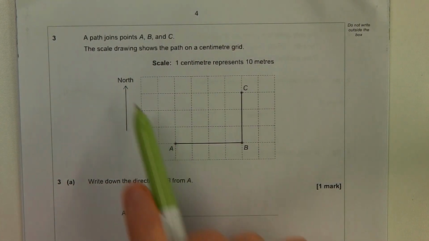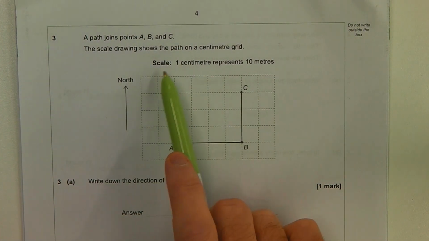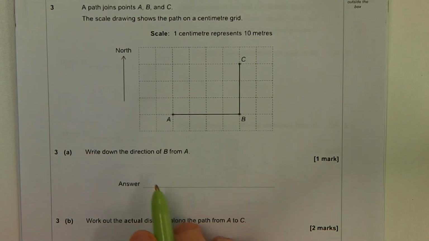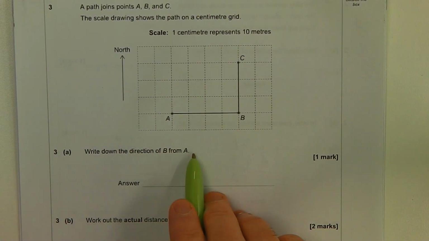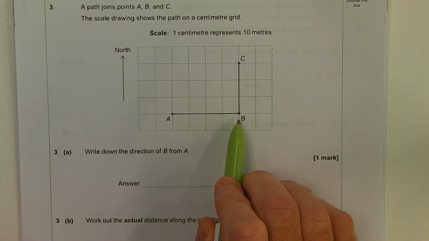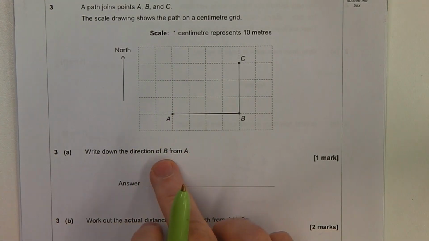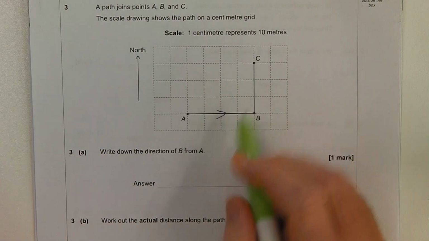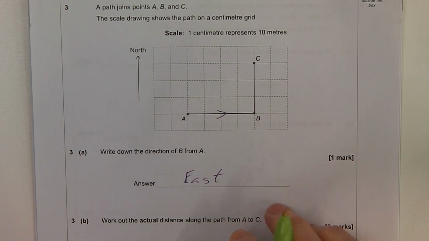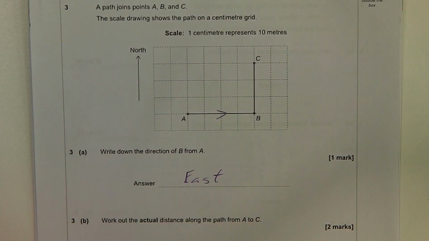Question 3. A path joins A, B and C. So we go from A to B to C, and it gives us a scale. So it says write down the direction of B from A. Now that sounds like a bearing, but it doesn't ask for a bearing, it just wants a direction. We know that's north, and we're going to B from A, so we're going in this direction. So this direction is east. So it didn't want the degrees because it didn't ask for a bearing, it just wanted a direction.